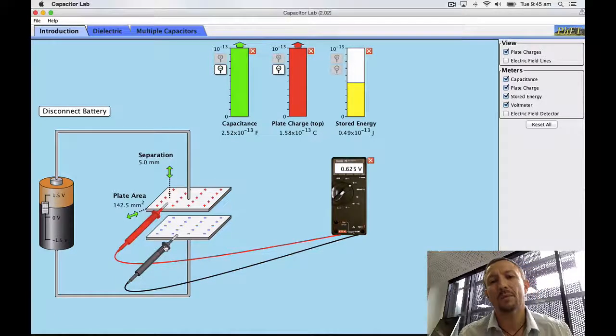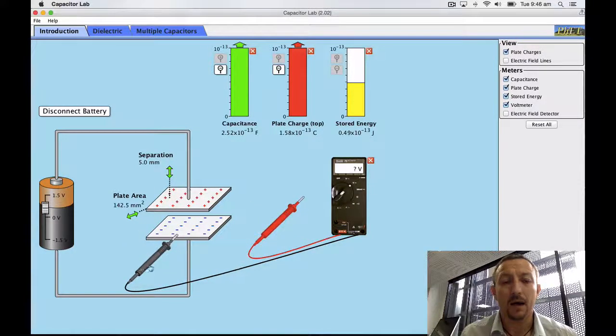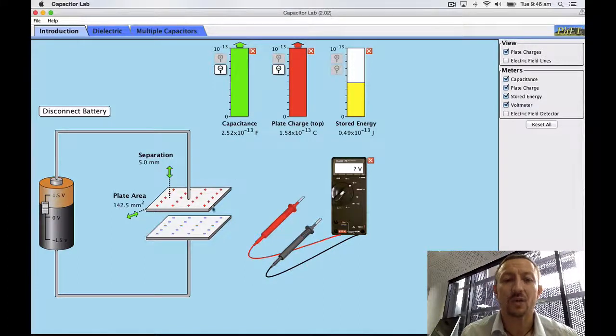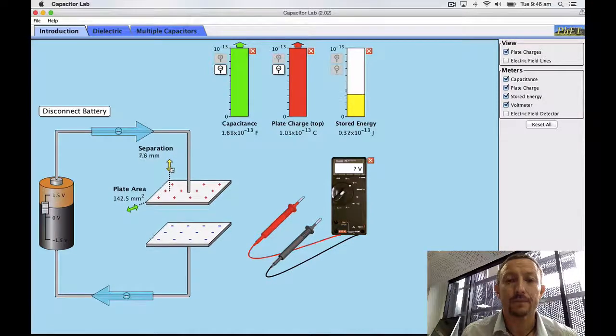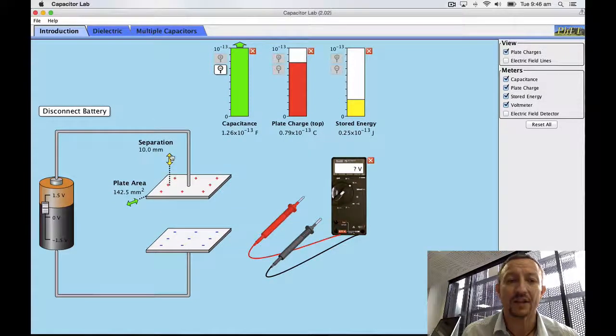That's useful when we look at our next unit, when we look at series and parallel. So we know that we can increase our plate area, which increases our capacitance. But let's also see what happens if we change the separation. Look at the stored energy when I start moving my plates away. You see that the stored energy decreases.